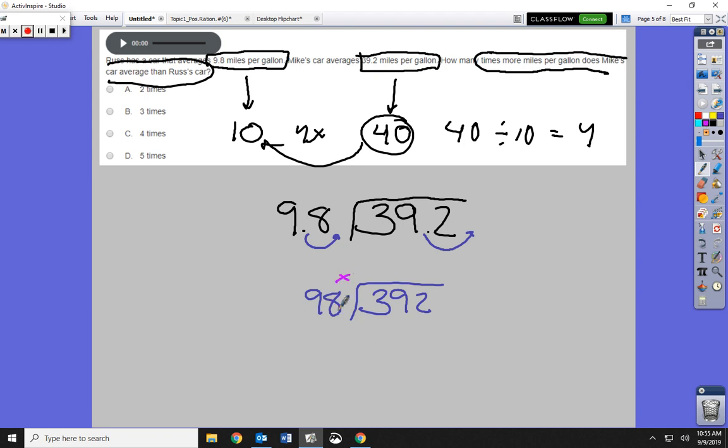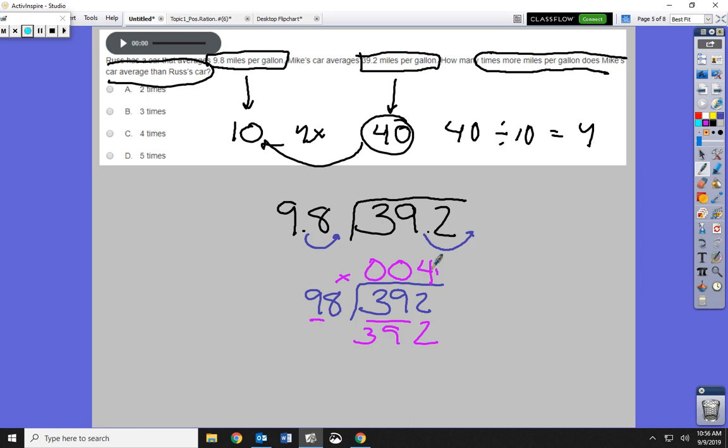Multiplication here. There's no single digit whole number times 98 that will give me 3 or 39. Similar to the last, I'm thinking, what can I multiply 8 by to give me an answer ending in 2? And what can I multiply 9 by to give me 39? I'm going to go with 4, because 4 times 8 is 32. 9 times 4 is 36, plus 3 gives me 39.